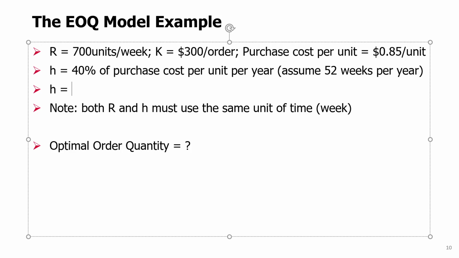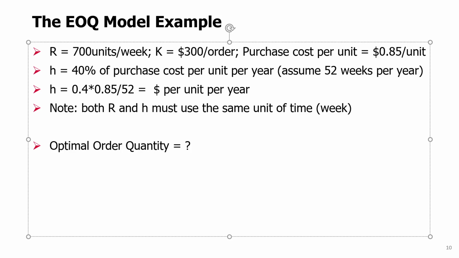If I want to do the calculation of the actual dollar value of the holding cost, I need to take 40% of 85 cents, which is the purchasing cost here. But if I do this calculation, this would be dollars per unit per year, because the 40% was per year. So if I want this to be in dollars per unit per week, I still need to convert it. I need to divide it by 52, so you're going to convert from years to weeks.